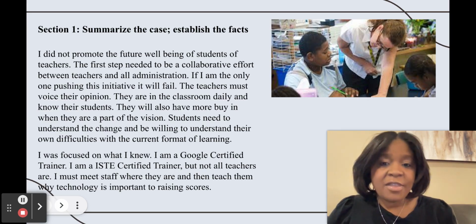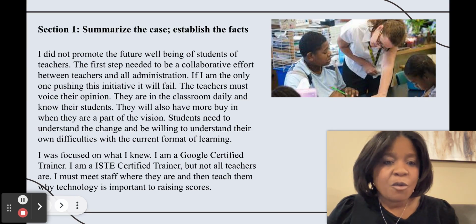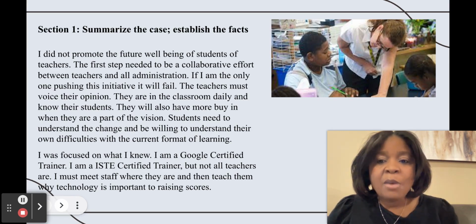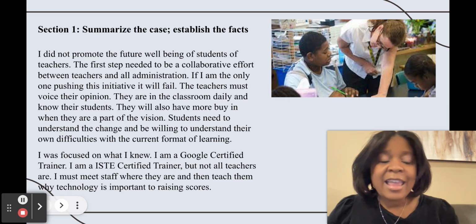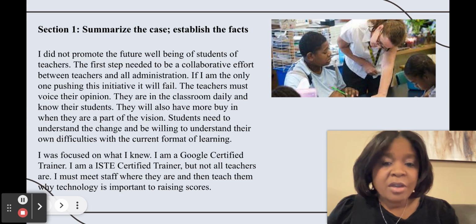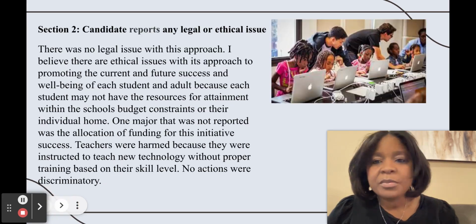Students need to understand the change and be willing to understand their own difficulties with the current format of learning. I was focused on what I knew. I am a Google certified trainer. I am an ISTE certified trainer, but not all the teachers are. I must meet all staff where they are at and then teach them why technology is important to raising scores.